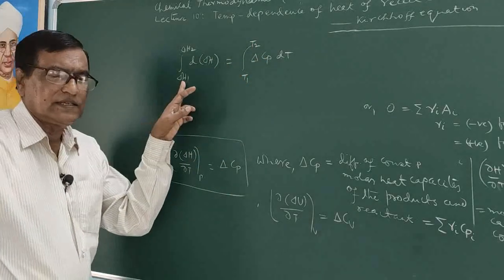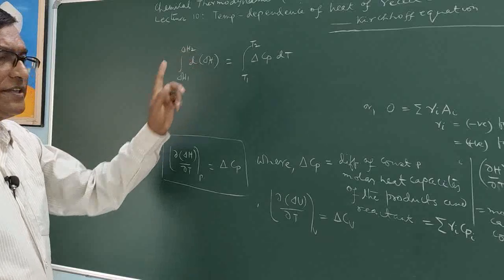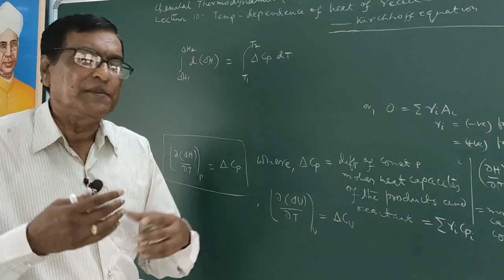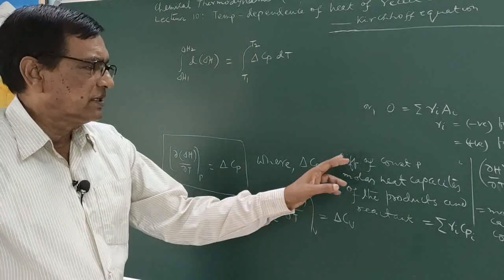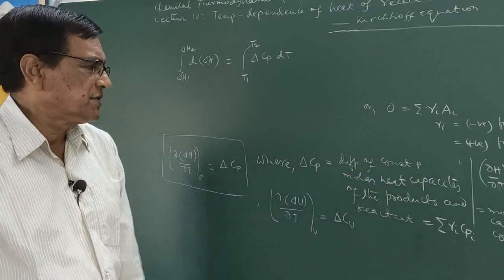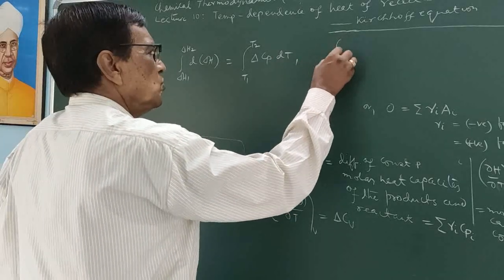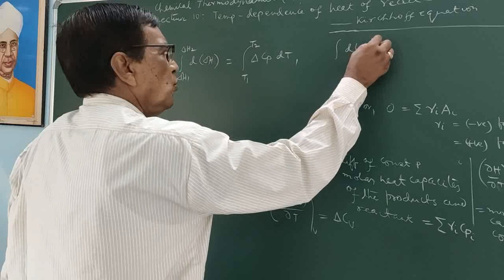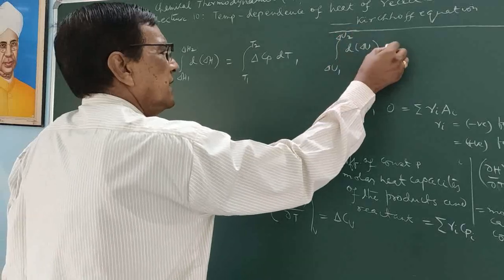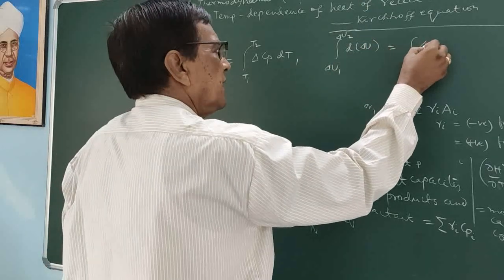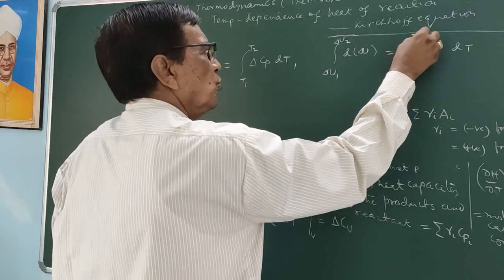Delta H1 is the enthalpy change of this reaction at temperature T1. Delta H2 is the enthalpy change of the same reaction at temperature T2, and delta Cp is the difference of constant pressure molar heat capacities of the products and reactants. Similarly, for delta U1 and delta U2, it is the integration of delta Cv dT from T1 to T2.